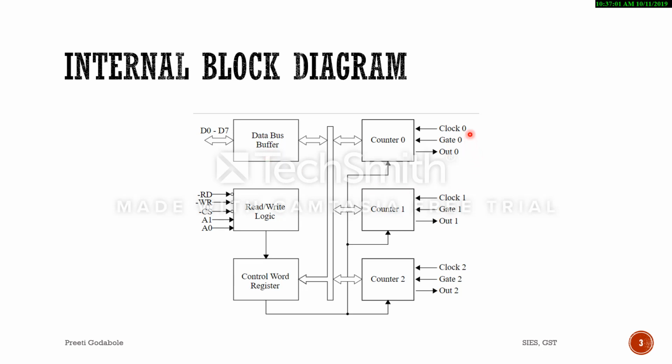Each counter has got two inputs, the clock and the gate. The clock pulse is the input clock pulse. Gate pulse is acting as a strobe to initiate the counting process, or it will act as a strobe signal to generate the out signal. Out is an output pin associated with each of the counters, out 0, out 1 and out 2, indicating what is the value of the output once the countdown process is completed.